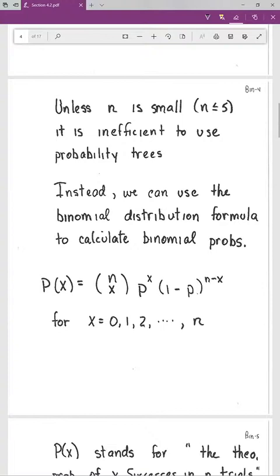The following is the formula for our binomial distribution. P of x equals n choose x times p to the x times 1 minus p to the n minus x, for x equal to 0, 1, 2, all the way to n for our n trials.